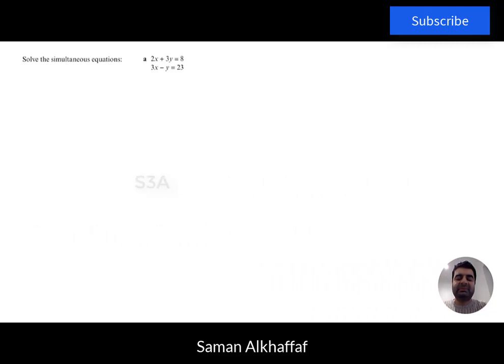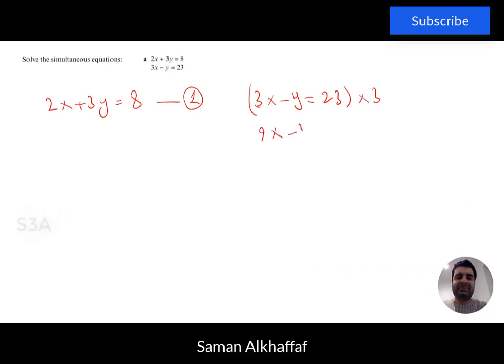In this scenario, we can see if we multiply the second equation, which is 3x minus y, by 3, it can eliminate the y expression. So let's break this down first. We have 2x plus 3y equal 8, which is our first equation. Now we will multiply the second equation, 3x minus y equal 23, all multiplied by 3. That would give us 9x minus 3y equal 69.